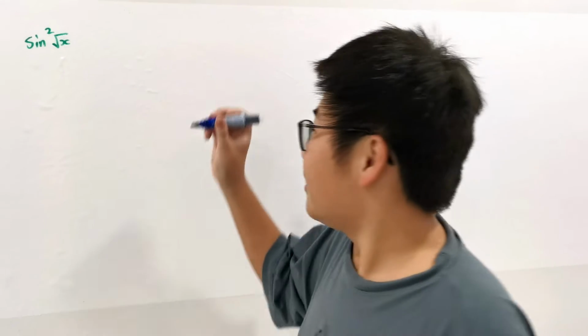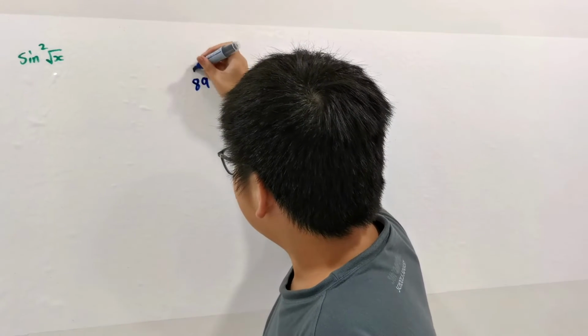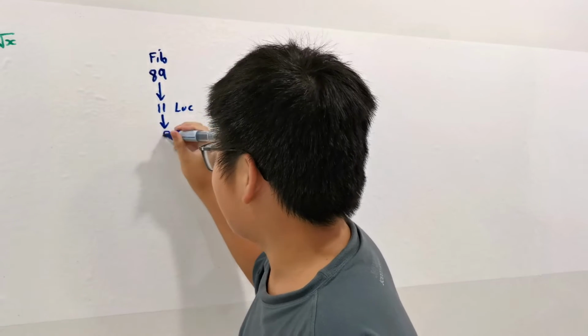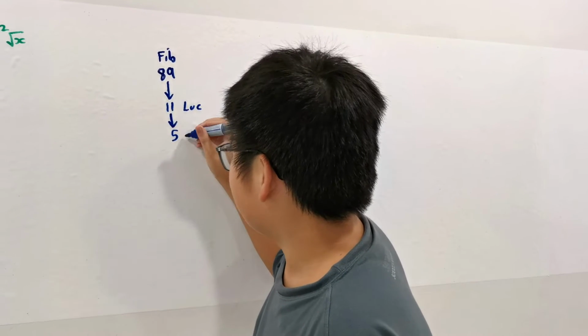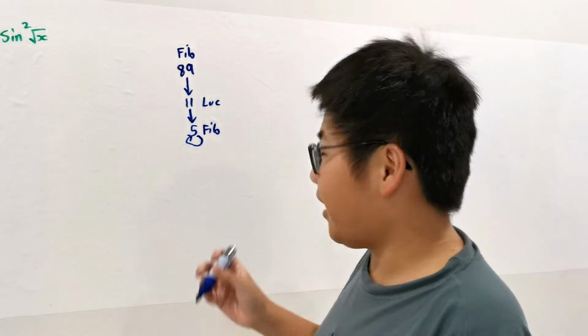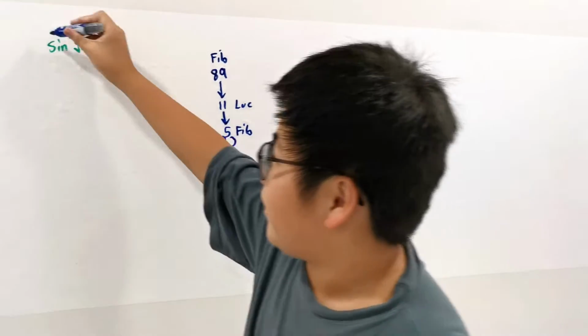89 is the 11th Fibonacci number, and 11 is a member of another Fibonacci-related sequence: it's the 5th member of the Lucas sequence. And then 5 is also part of the Fibonacci sequence, it's the 5th member. You see, you have the Fibonacci and Lucas. So you have 89, which is Fibonacci, then you have 11, Lucas, and then you have 5, the 5th member of the Lucas sequence, which is a Fibonacci number, and then it loops onto itself. Interesting relation, right? Now, back to the MAT question.